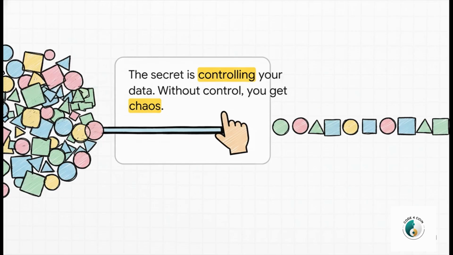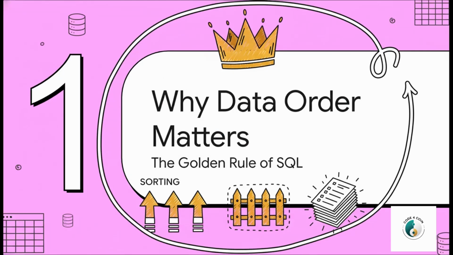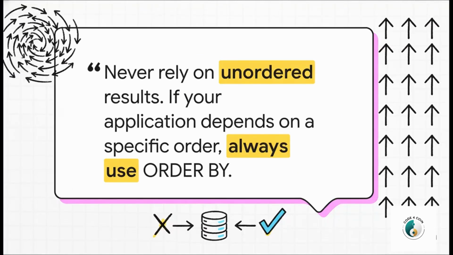Because here's the thing, without your explicit instructions, a database can just hand you rows in any old order it wants. It's totally unpredictable, it's a jumbled mess, and for pretty much any real application, that's just chaos. This brings us to a really fundamental point. You could even call it the golden rule when it comes to getting results from a database. And here it is. This is non-negotiable.